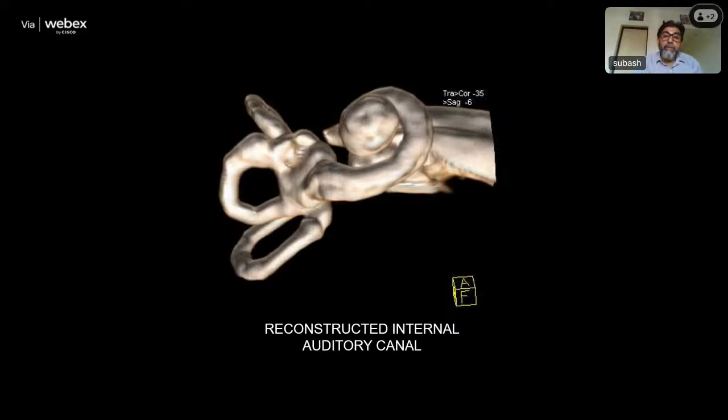After you acquire the image, you can reconstruct the images, and this is a reconstruction from the air imaging. You have reconstructed the internal auditory canal. See how beautifully this is actually a picture of the internal auditory canal. If you take a photograph of it, you will see an image exactly like this, showing it so beautifully.